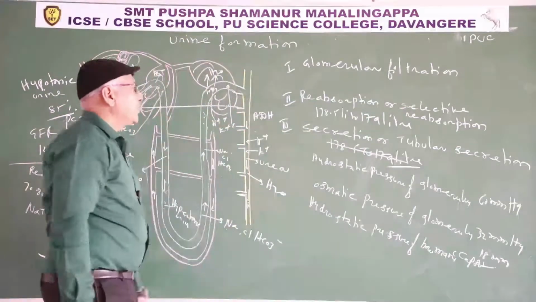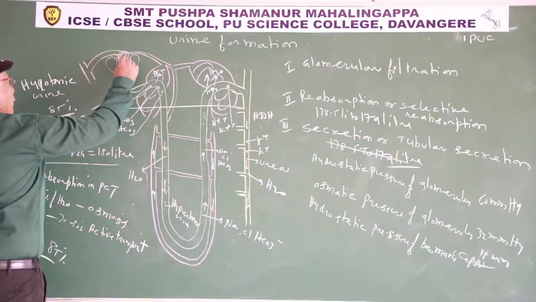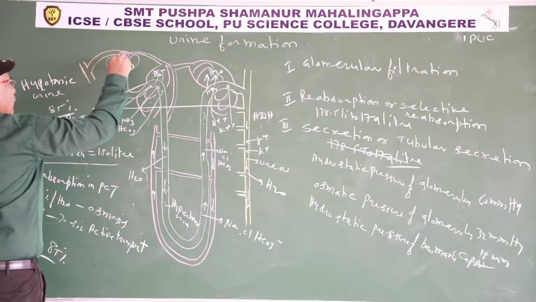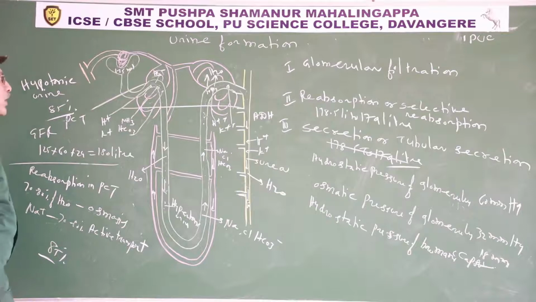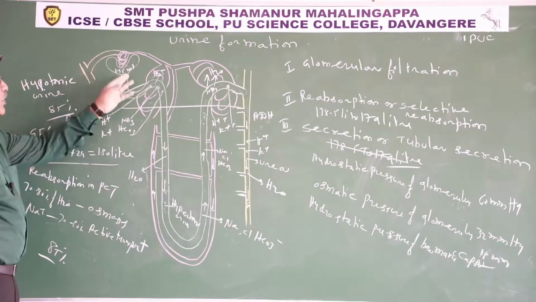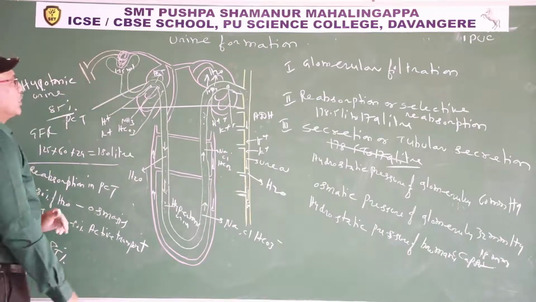Third one is secretion. You already know, due to 10 mm Hg pressure only, some micromolecular substances escape from the glomerulus and enter the lumen of Bowman capsule. This 10 mm Hg pressure is not sufficient. That's why most of the substances fail to escape from the glomerulus.